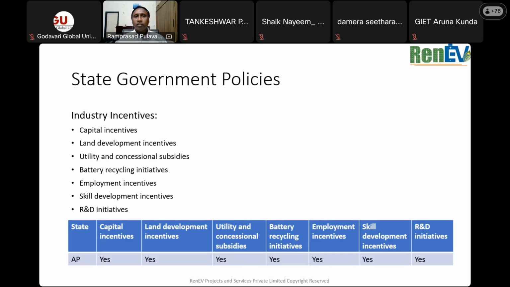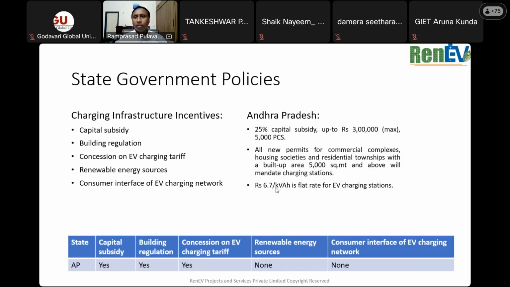This is about it. These are the different central government policies and state government policies. I thought we will wrap up a little early today because it is the last session of the day. If there are any questions from any of the participants, I'm happy to answer them.